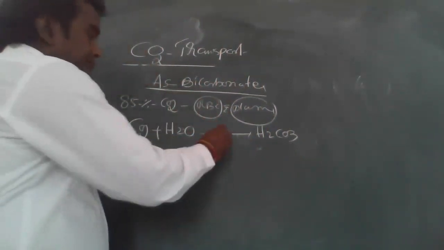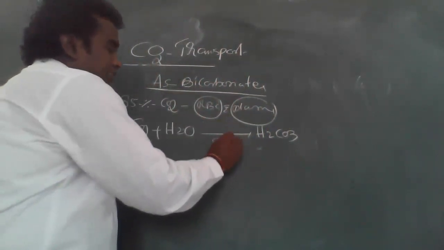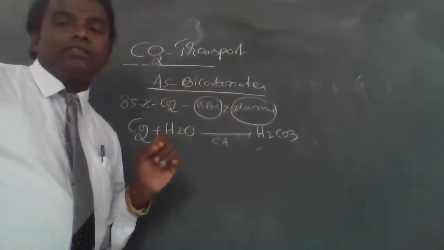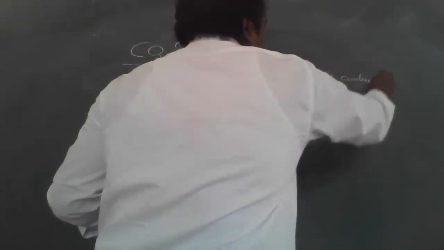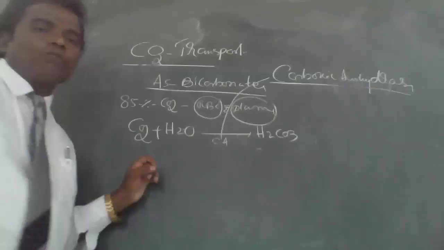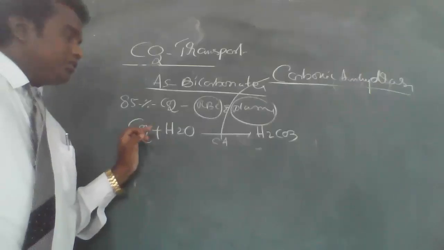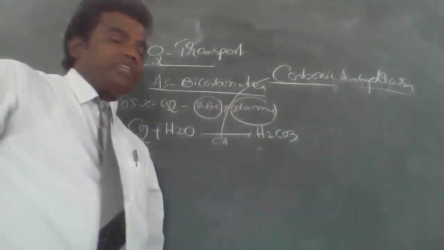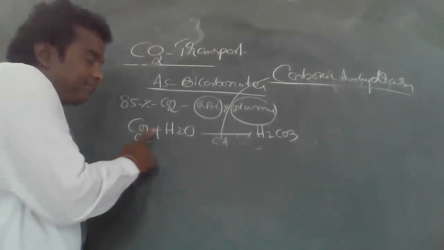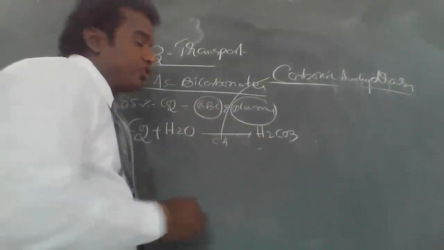The enzyme is called CA. What is CA? CA is nothing but carbonic anhydrase enzyme. So this reaction is accelerated by the enzyme carbonic anhydrase. Same, the carbon dioxide binds with water to form H2CO3 in the tissue.